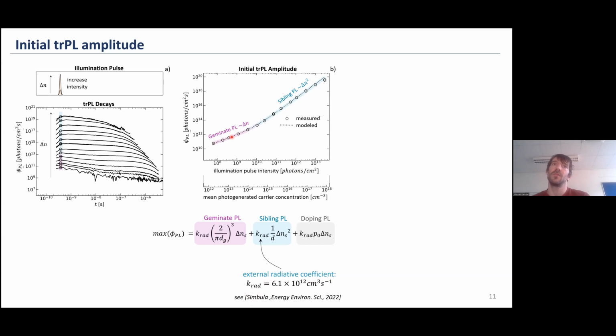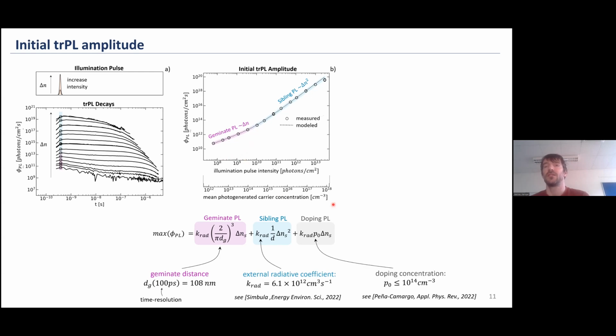And from this linear regime here, where you are limited by, or where is given by this geminate PL, you get out the geminate distance. So at the time resolution of my setup, which is roughly 100 picoseconds, the geminate pair, the carriers, the electrons and holes, are 108 nanometers apart from each other. And there can also be doping PL, but this is too low to resolve here. So we just know that the doping concentration must be below 10^14 per cubic centimeter.